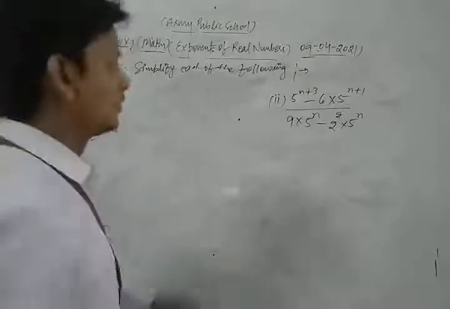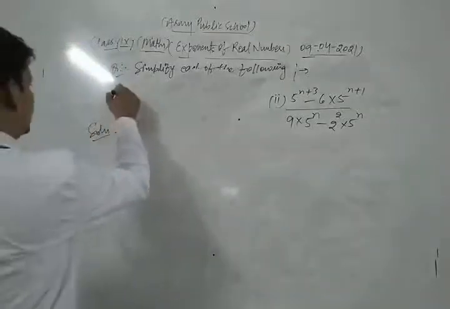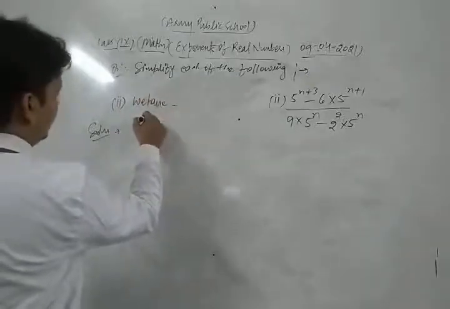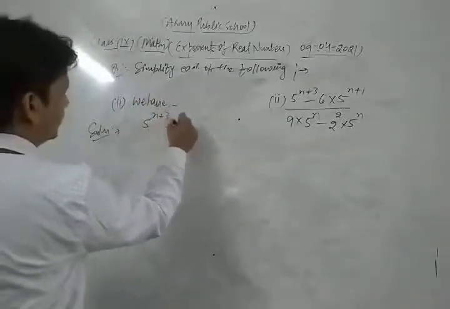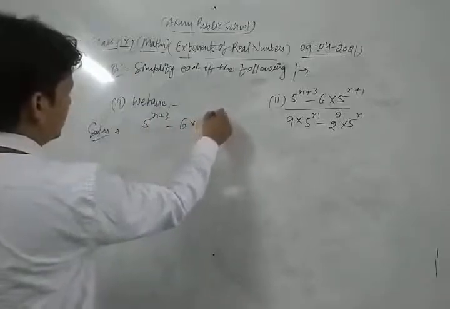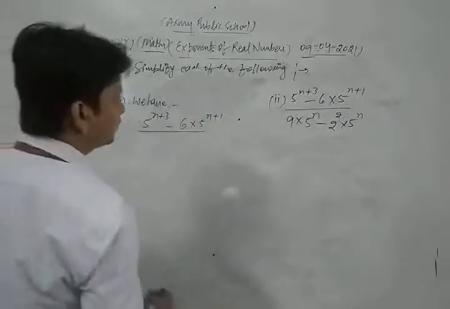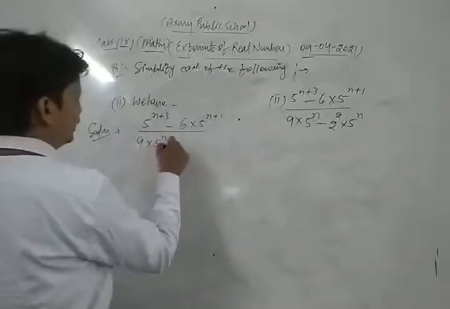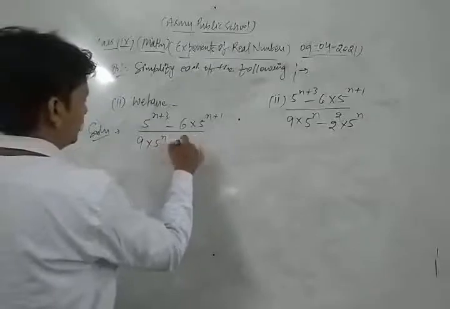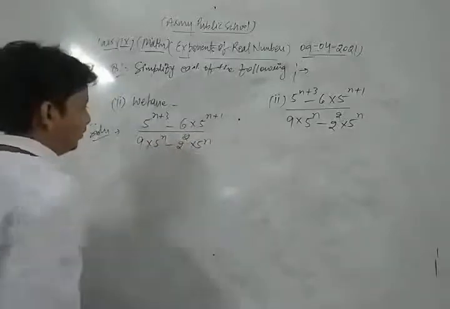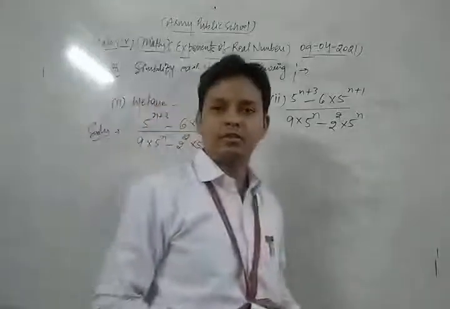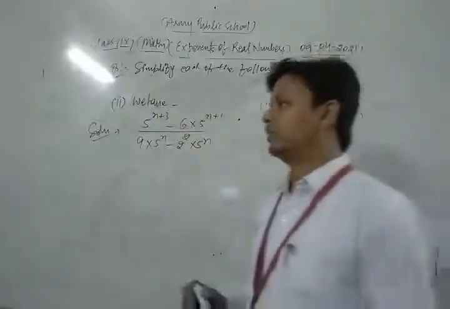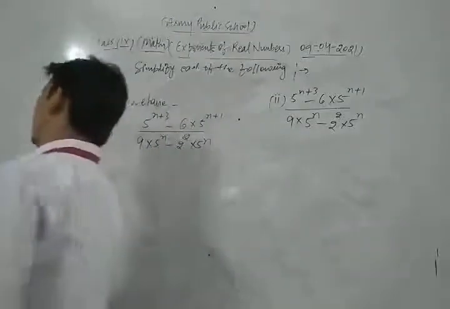Now we take and solve the second part of this question. First of all we have 5 to the power n plus 3 minus 6 into 5 to the power n plus 1, upon 9 into 5 to the power n minus 2 power 2 into 5 to the power n. Okay, now we solve this question the same as the previous question. So what do I do for this question? Let's see.